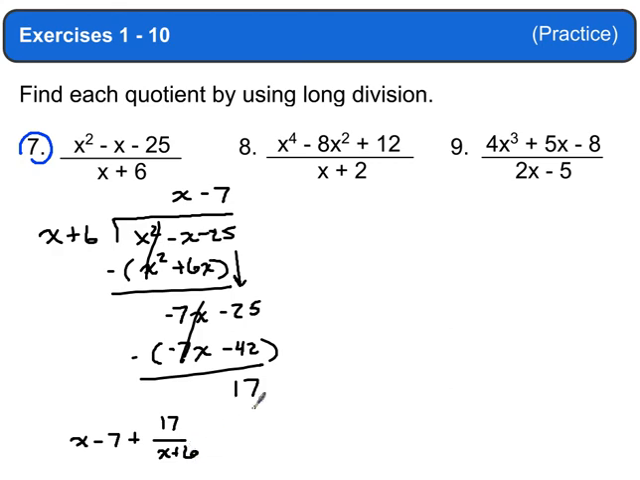So that is the long division method one more time. All right, so if you have any questions, let me know. Otherwise, you can do 5, 6, 8, and 9 on your own, and then start your problem set.